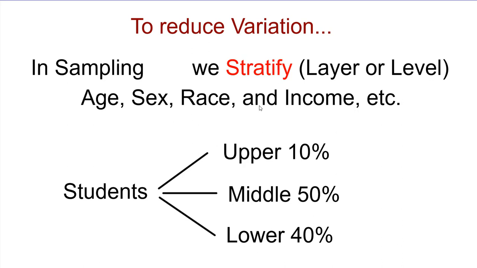All right, so to reduce variation in sampling, we stratify, which is, think of the stratosphere, which is layers or levels. So if we think that when we're sampling, people's opinions or whatever we're sampling, could be heights or weights or something like that, might be different by age, sex, race, income, or any other factor, then we can stratify by age, sex, race, income, or anything like that. So for instance, if we think that students will react to music or not music being put in the treatment groups by their income or class, then we might break them down into upper, middle, and lower income class, and then we would sample from these different groups and keep them separate.